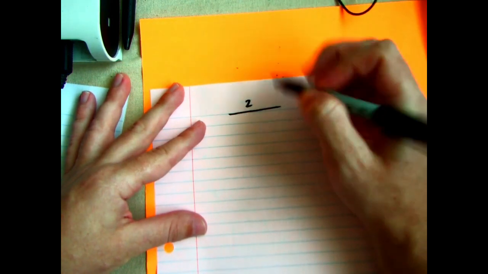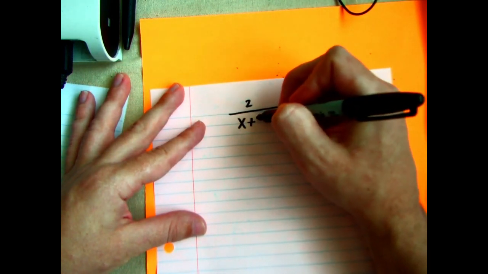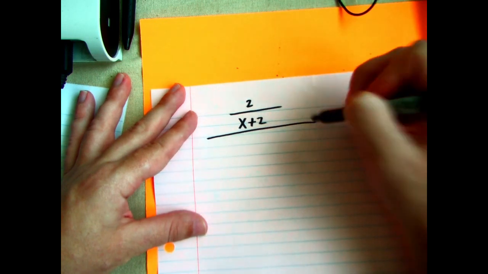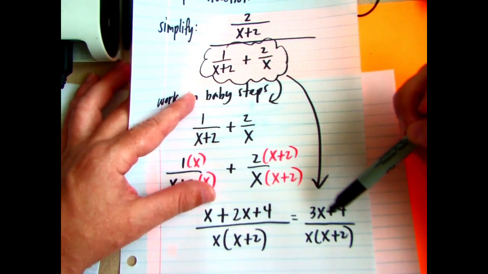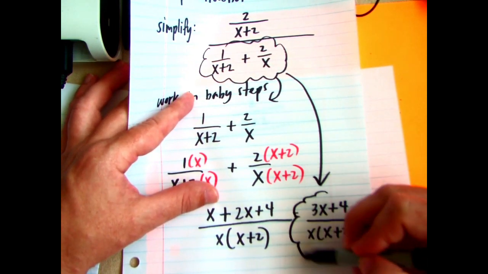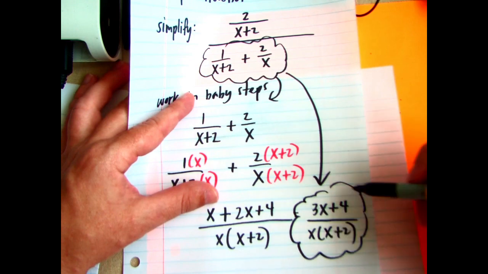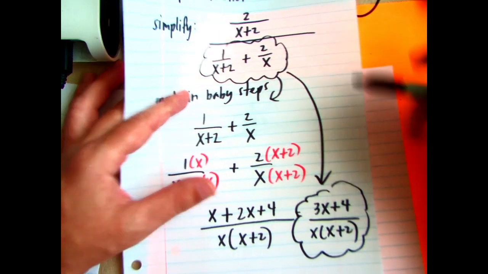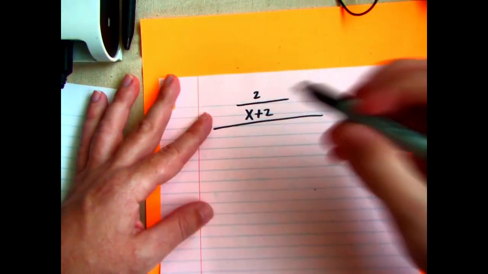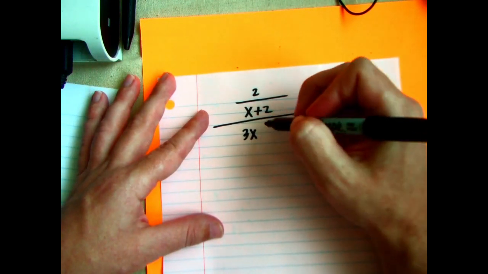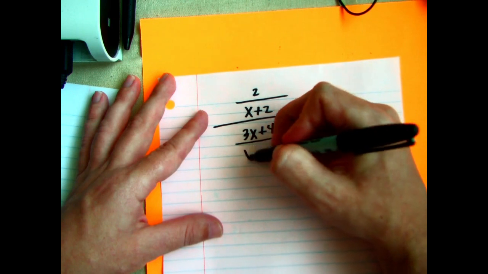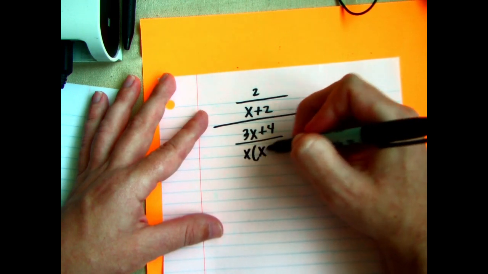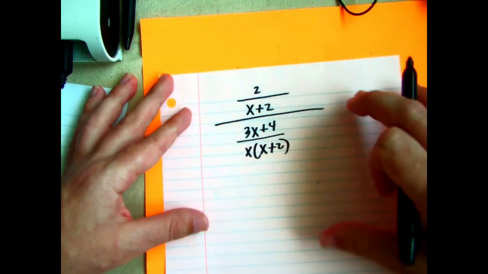Alright, so my original numerator was still 2 over x plus 2. But my new denominator now, what's in this cloud, this bubble, became 3x plus 4 over x times x plus 2. So we're actually in a pretty good shape here. If you have a fraction over a fraction, you're actually in pretty good shape.